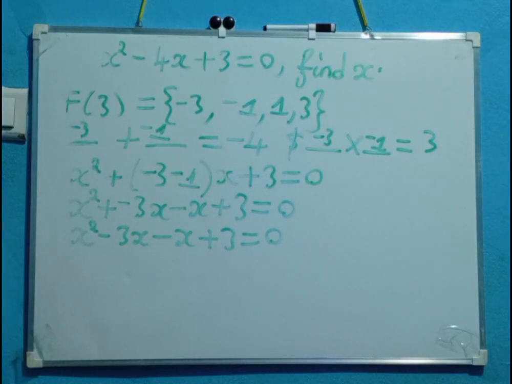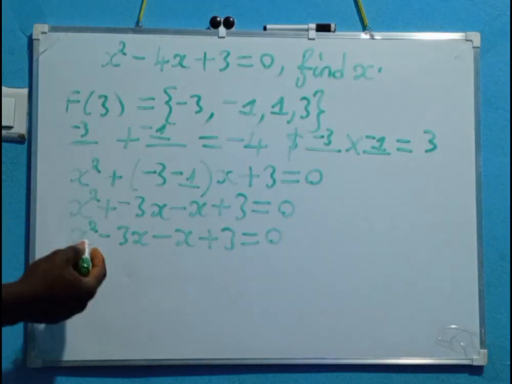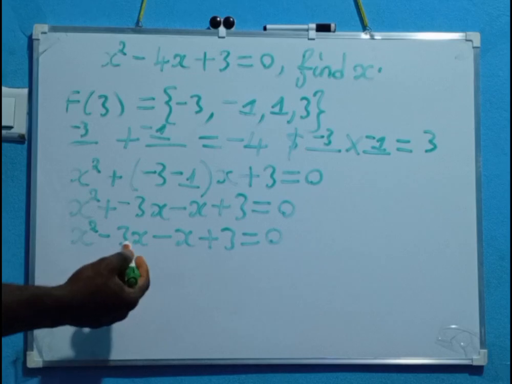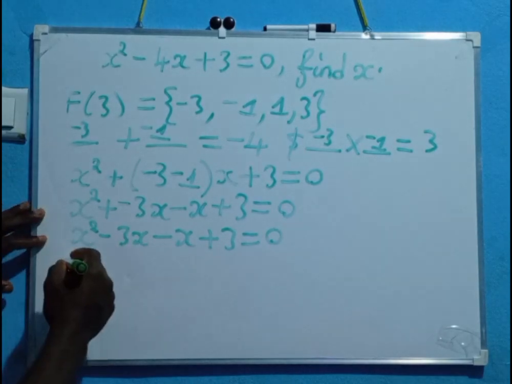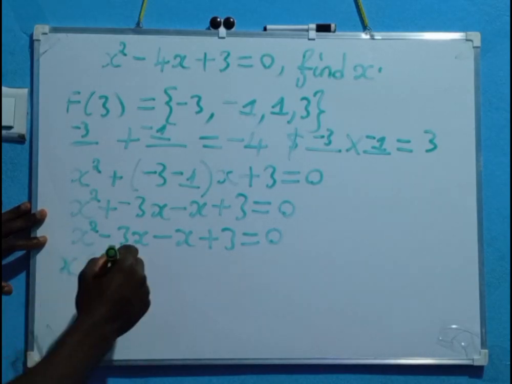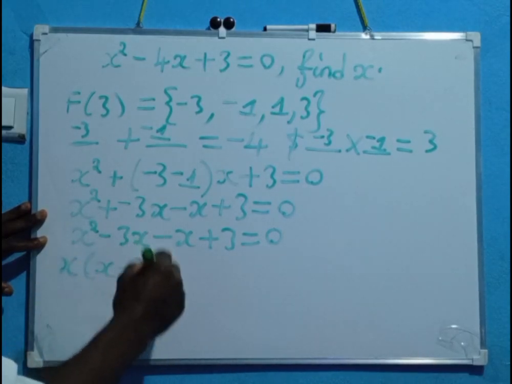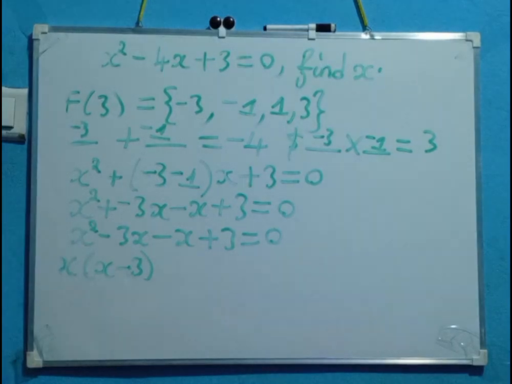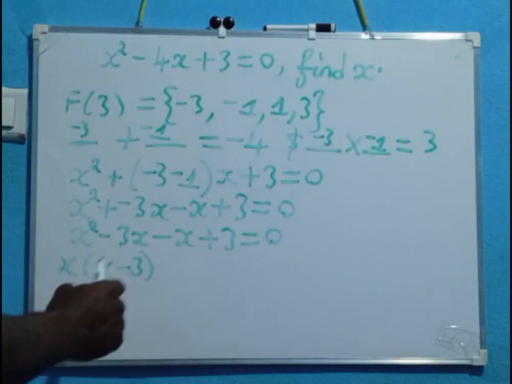Then we factor out what is common. If we take the first pair, x squared minus 3x, you'll see that x is common. We are going to factor out x. X times x will give us x squared. X times negative 3 will give us negative 3x. We move now to the next pair, negative x plus 3.